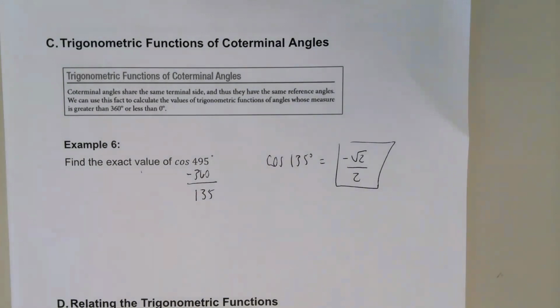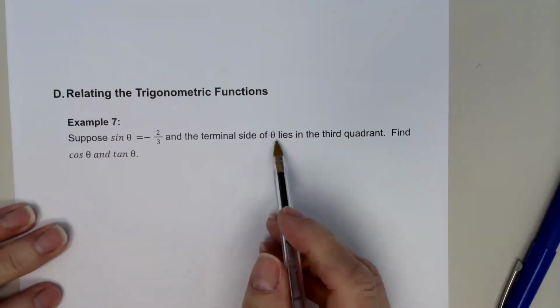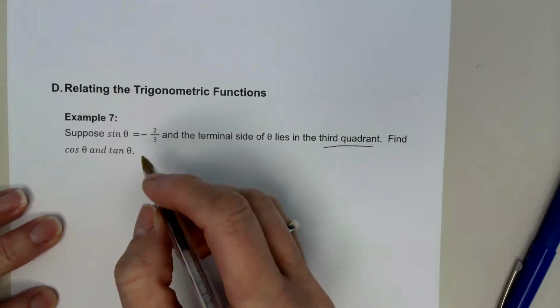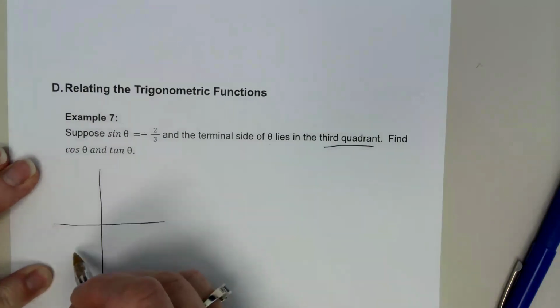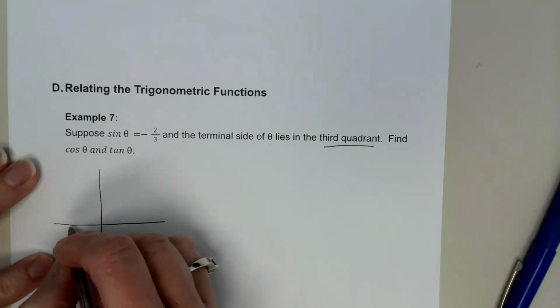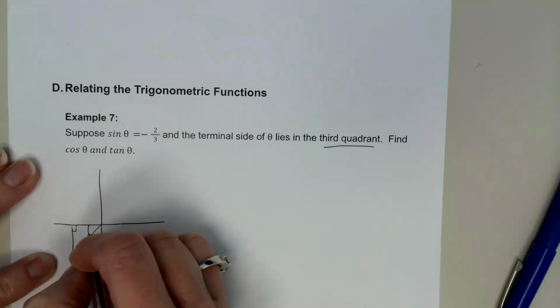Now we're looking at relating trig functions. And so it says, example 7 reads, suppose sine of theta is a negative 2/3 and the terminal side of theta lies in the third quadrant. Find cosine theta and tangent theta. Okay, so we're first going to draw what this looks like. So we know it's in the third quadrant and sine is negative in the third quadrant. So that means that we're going to draw this picture here.